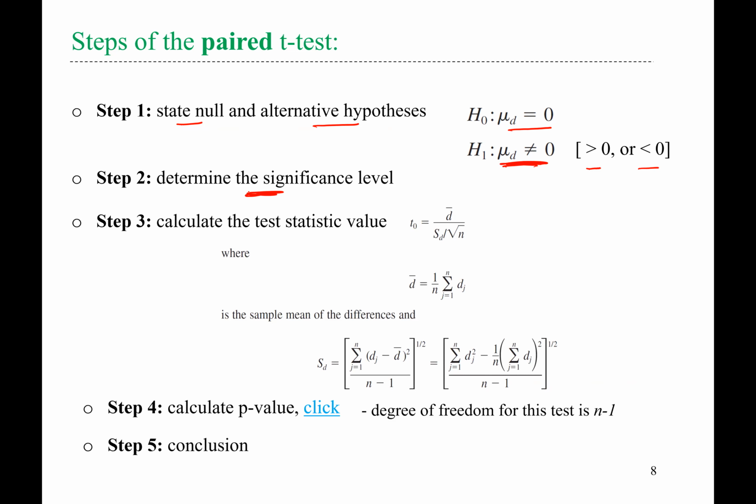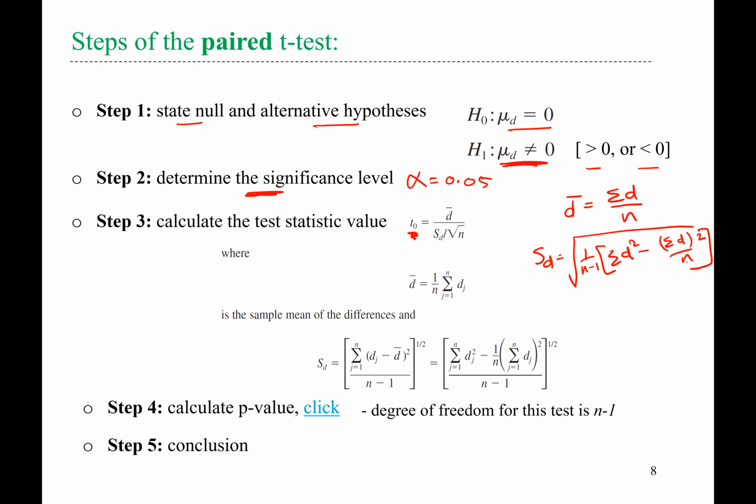The second step, determine the significance level alpha. Let's use 5%. The third step, you calculate this statistic T0. It is d bar divided by SD divided by square root of n. What is d bar? D bar is the average of the differences, so sum of d divided by n. What is the SD? The standard deviation of the differences. Do you remember the standard deviation of x is the square root of 1 divided by n minus 1 times sum of x squared minus sum of x all squared divided by n. Change x to be d, will be 1 divided by n minus 1 times the sum of d squared minus sum of d all squared divided by n.